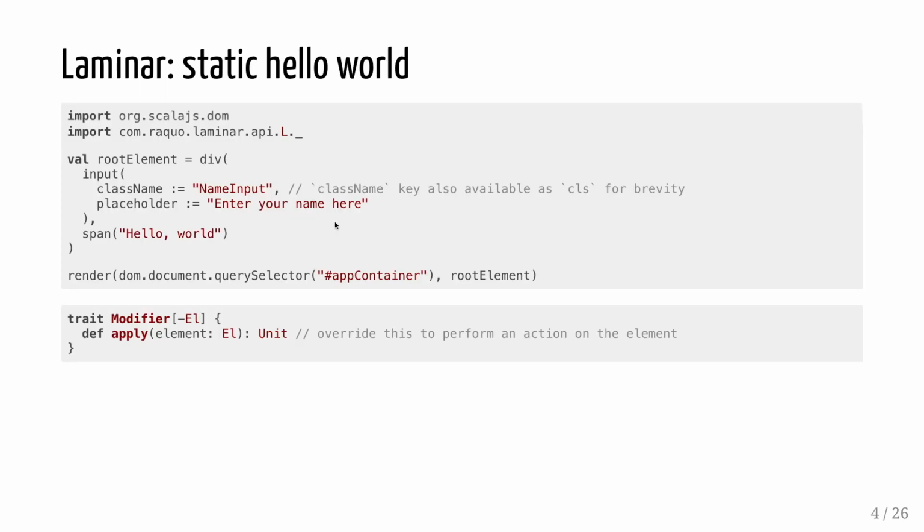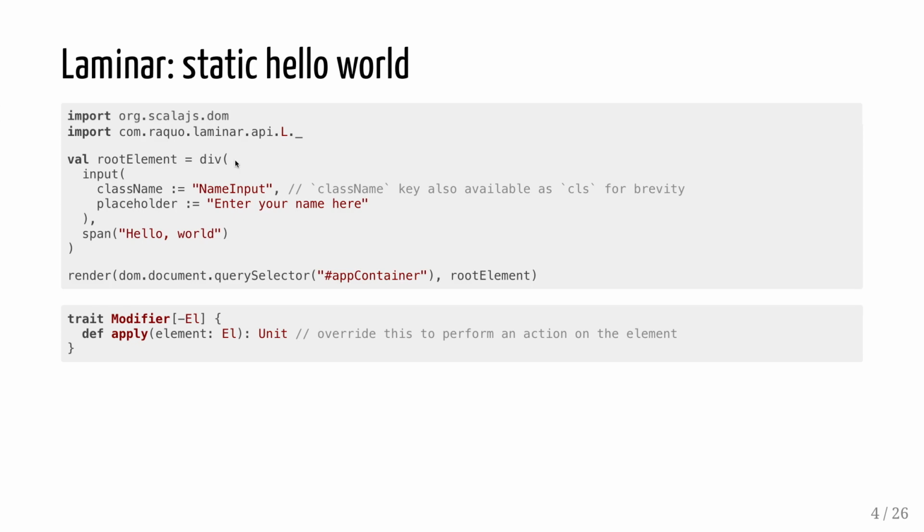Let's get on the same page regarding Laminar's syntax and DOM tree structure. Here we have an application that apparently creates a div element and then an input element with some props and then a span element with the string hello world in it. And well, then it renders it. So this is exactly what's happening.